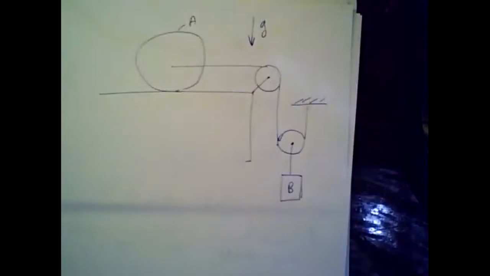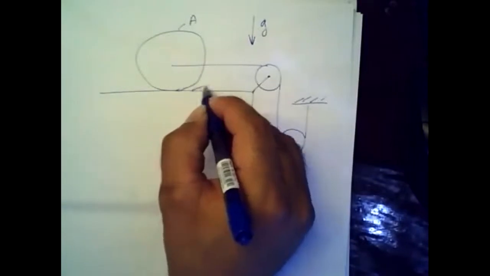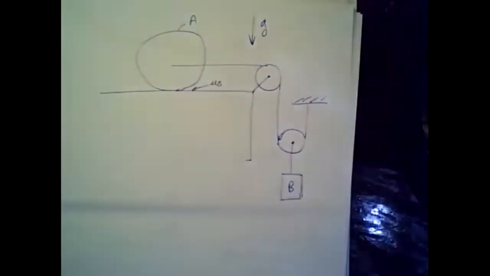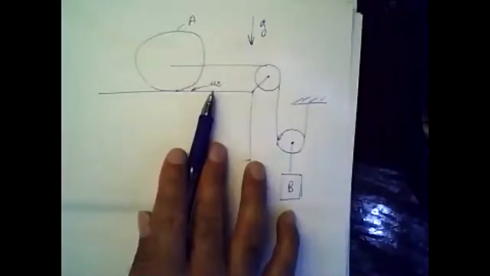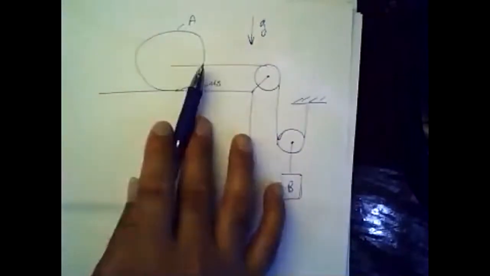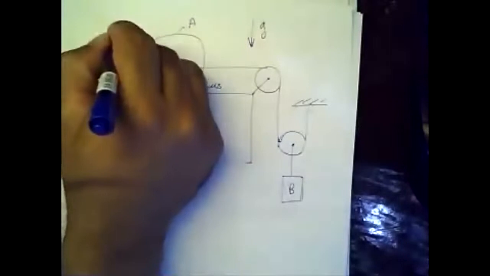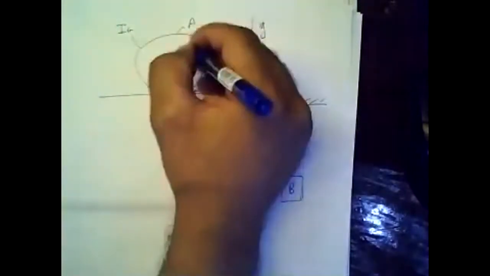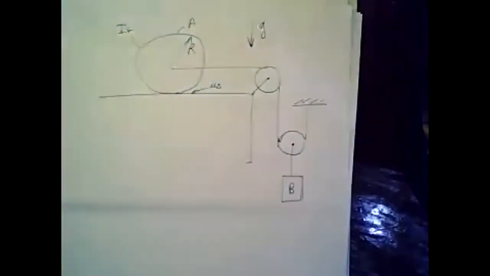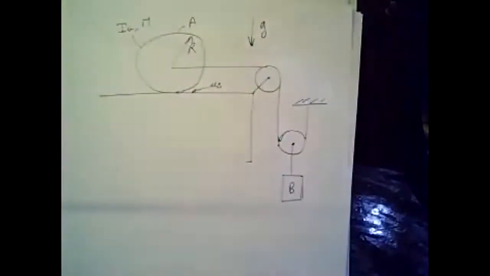What they ask you is to find the least mu s, right? So this guy, you have mu s here. Find the smallest coefficient of friction so that this guy rolls but doesn't slip. How can we do that? It has a radius R, and it has a mass M. Okay, how can you solve this problem?